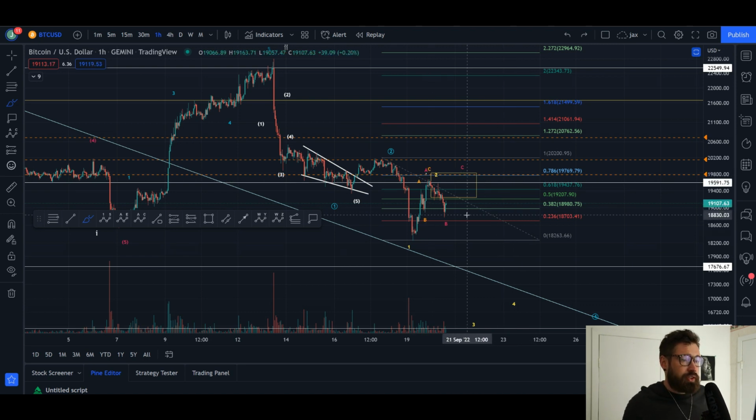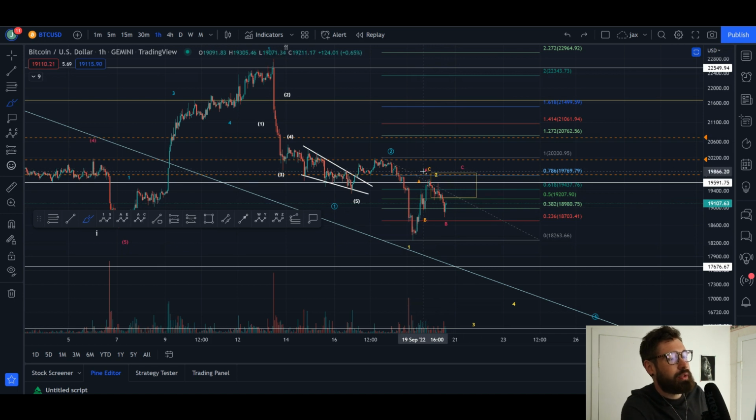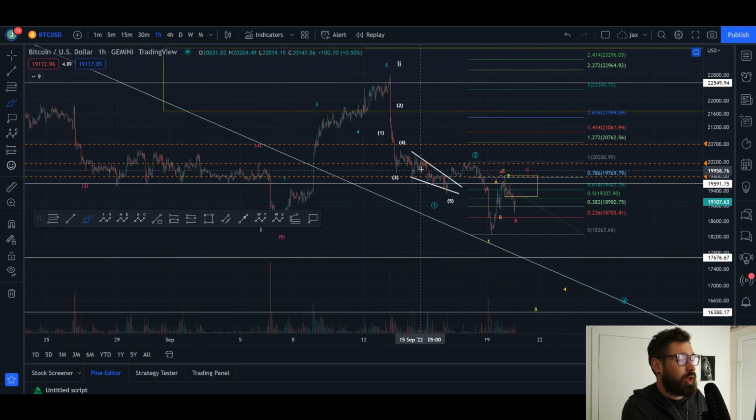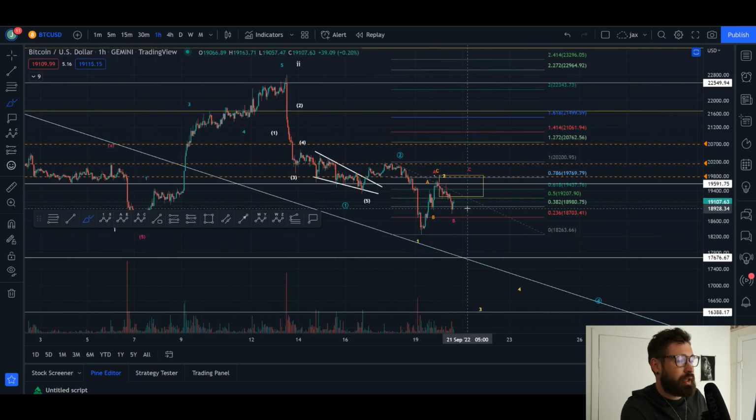But if we do just continue down here, then the ABC was already complete, and we're starting to come down in that wave 3. If we do come up and break this wave 2 high, then we have to look at an alternative wave count. But as of right now, this is what's playing out on the charts.